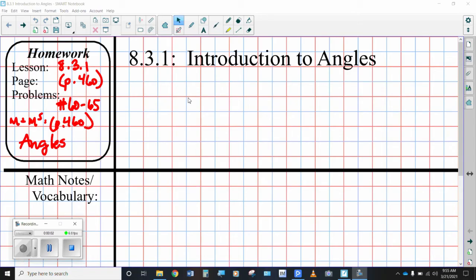Alrighty, let's get started on lesson 8.3.1. We are now going to start looking into some geometry. We're going to start by looking at angles. So this particular lesson is called Introduction to Angles, and let's just get to it.